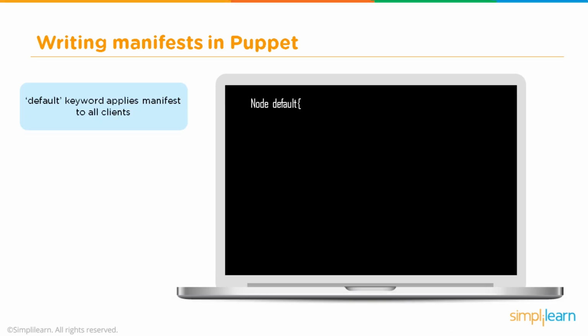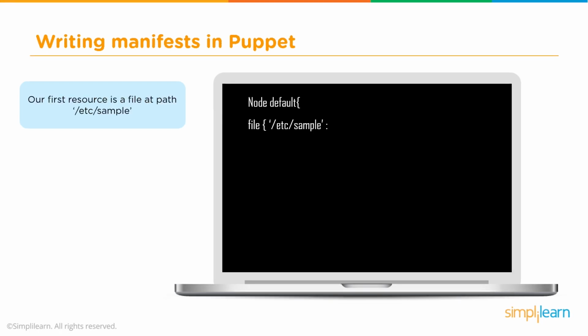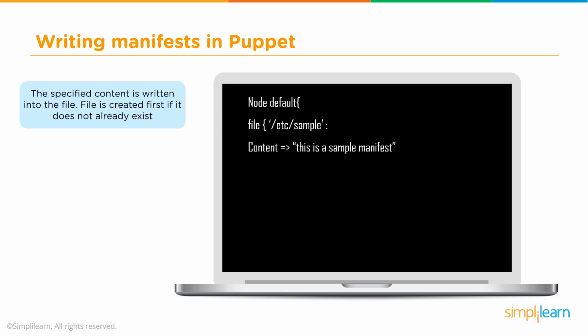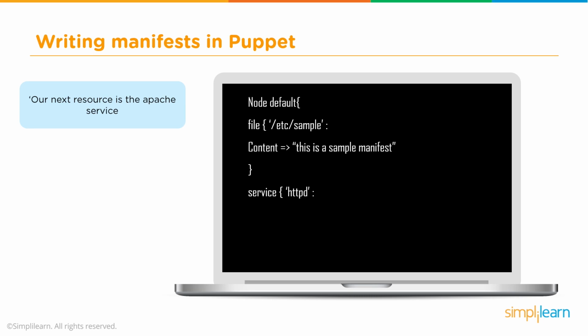If we continue to write our manifest in Puppet, the default keyword applies a manifest to all clients. So an example would be to create a file path that creates a folder called sample in a main folder called etc. The specified content is written into a file that is then posted into that folder. And then we're going to say we want to be able to trigger an Apache service, and then ensure that that Apache service is installed on a node.